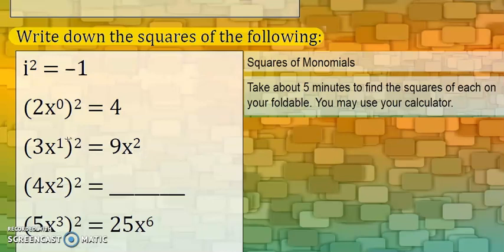So how we do these, we multiply 3 times 3 gives you 9. 1 times 2 gives you 2. 4 times 4 gives you. 2 times 2 gives you. Take about 5 minutes to find the squares on each on your foldable. You may use a calculator. Pause the video, figure these out, and write them down.